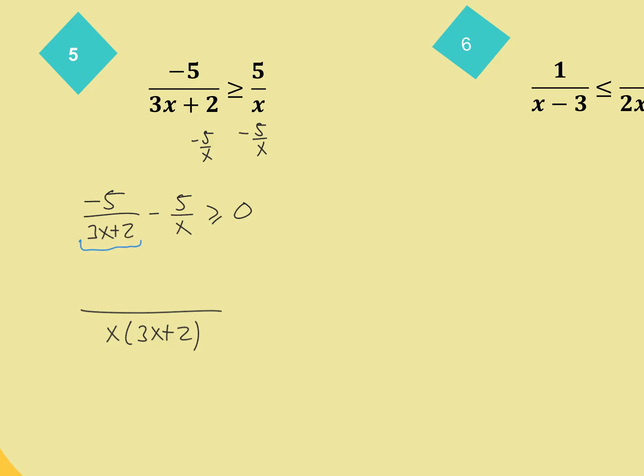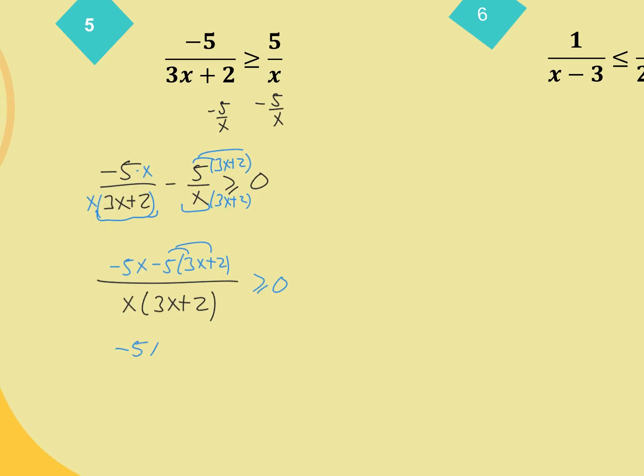All right, so this first one has the 3x plus 2, but it's missing the x. So I'm going to multiply the top and the bottom by x. So I get a minus 5x. I can do the same thing over here. This is going to be a minus 5 times 3x plus 2, right? It has the x, but it's missing the 3x plus 2. So I can multiply that on the top and on the bottom. All right, and then I can distribute negative 5, greater than or equal to 0.